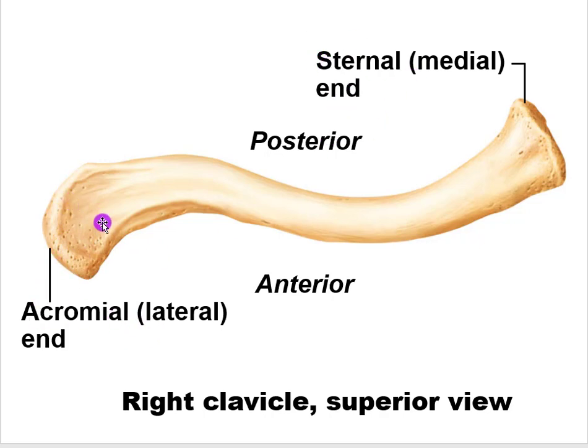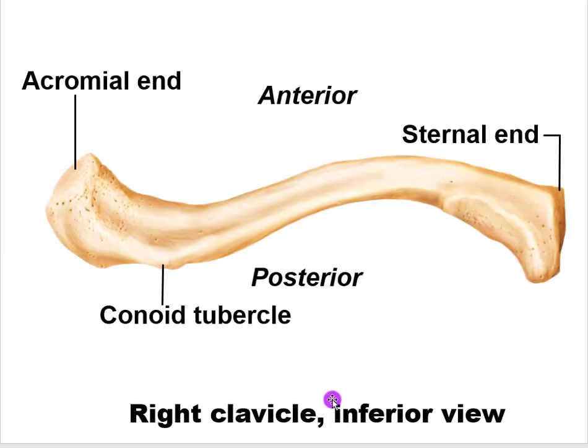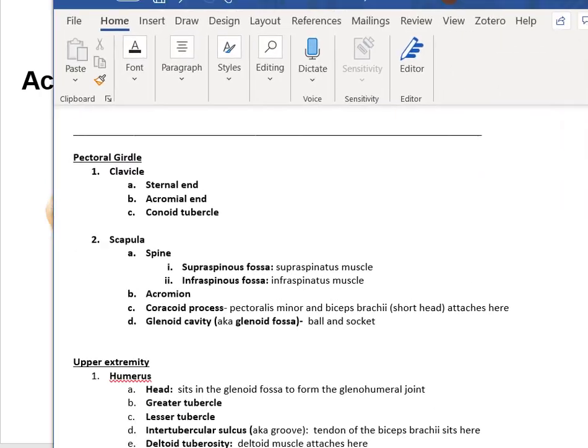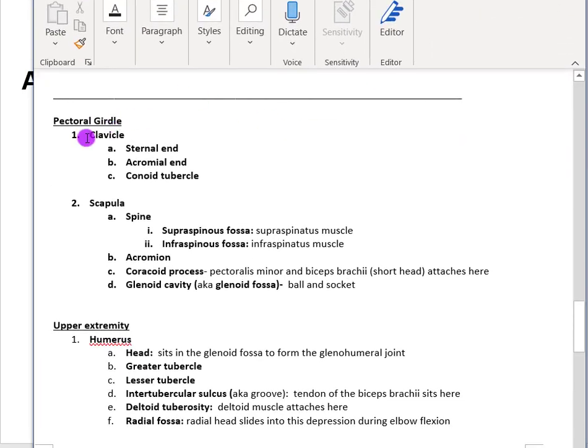If you were to pick this up and twirl it around, you'd see that the sternal end is a little bit more circular, whereas the acromial end is a little bit more flattened out. The only other part that you need to know is that if you look towards the acromial end, we're going to switch to an inferior view, there's a little bump there. Remember that the word for bump is tubercle, and this is called the conoid tubercle. If we drag our word list over, we see that for the clavicle, we have the sternal end, acromial end, and the conoid tubercle. And that's it for the clavicle.